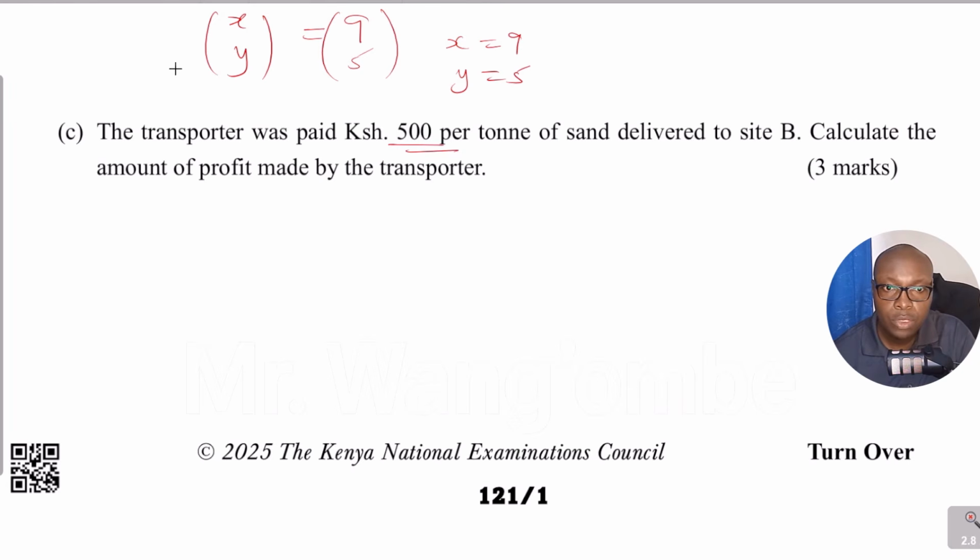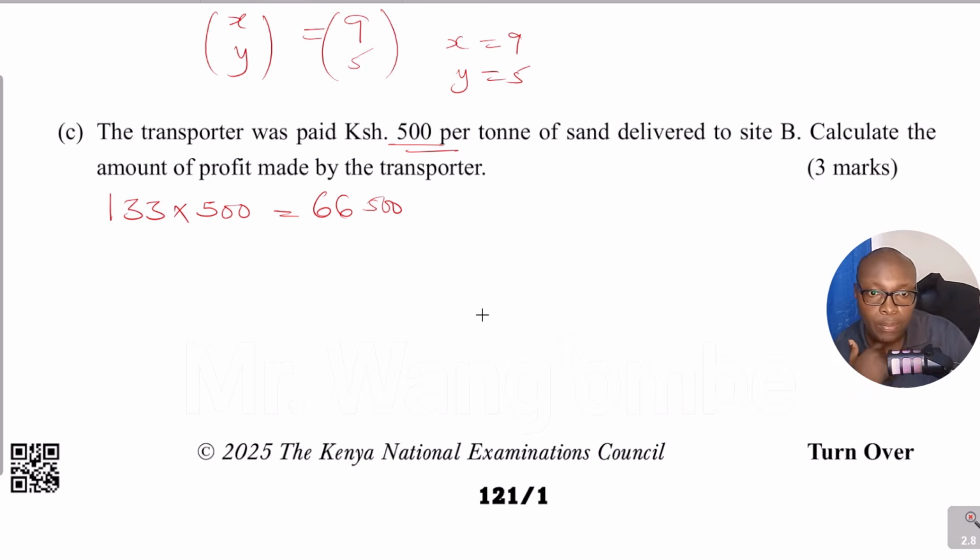So if for 1 ton the transporter is paid 500, what about 133 tons? So for 133 tons, you multiply these, 133 times 500. And then that will be the total cost. So you multiply that. Multiply by 500, and this will give 66,500. So that was the total cost. 133 tons were transported, and 1 ton cost 500 shillings. Then we're supposed to get the profit.